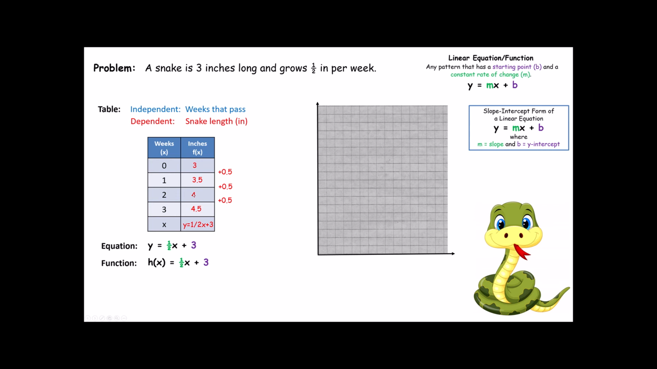Either way, when I go to graph this, remember x is my horizontal axis, y is my vertical axis. That means my independent variable is going to go across. My dependent variable is going to go up and down. So in this case, weeks is side to side, inches is up and down. So at 0 weeks, my snake should be 3 inches long. At 1 week, it should be 3.5. At 2 weeks, it should be 4 inches.